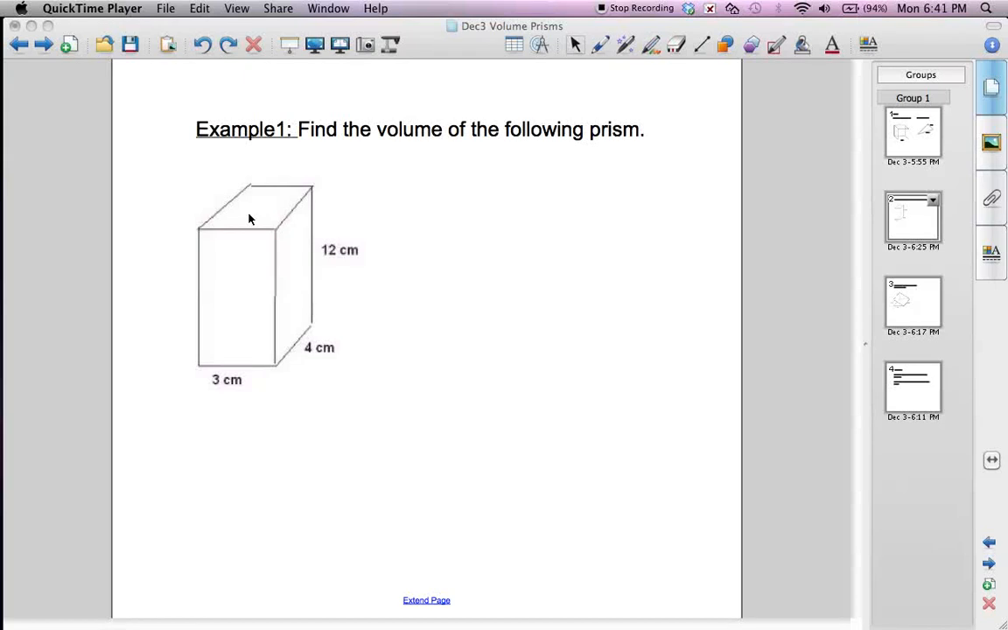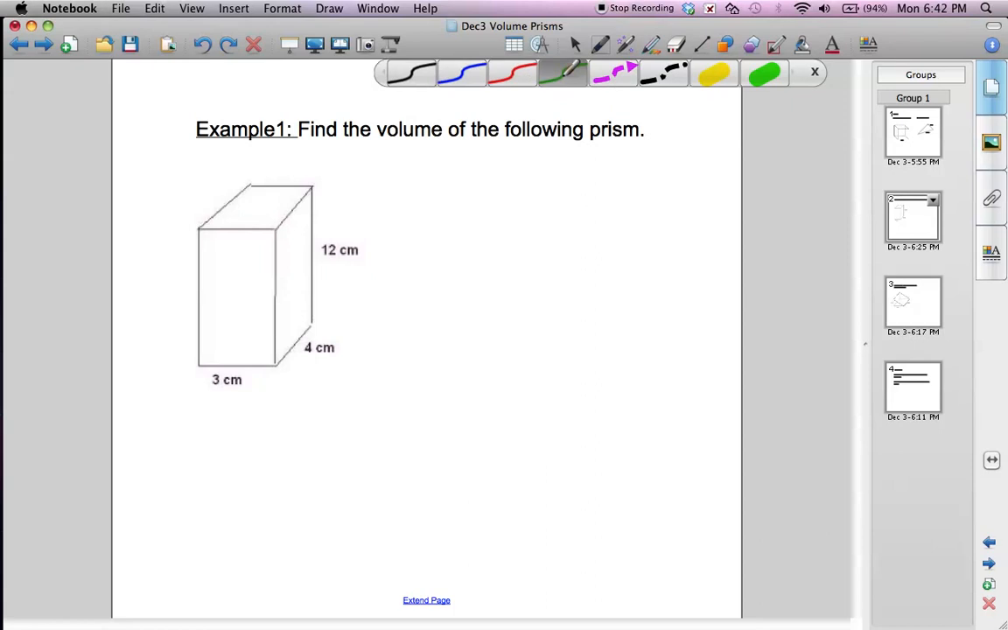Today we're finding the volume of prisms. In this first example, we have what's called a rectangular prism. All the faces are rectangles. So basically, when you want to find the volume of a prism, you're going to find the area of the base.